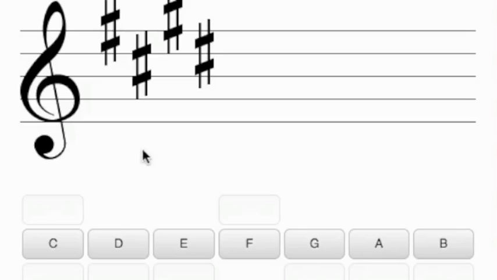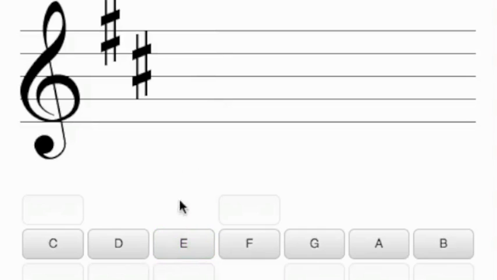So this is a little trick that you can use for sharp keys. If you look at the very last sharp in any key signature and raise it by a semitone, that gives you your answer. That is the key. So in this case we've got D sharp as our last sharp. Raise D sharp by a semitone, it gives us E. Click on E, we get the answer right.